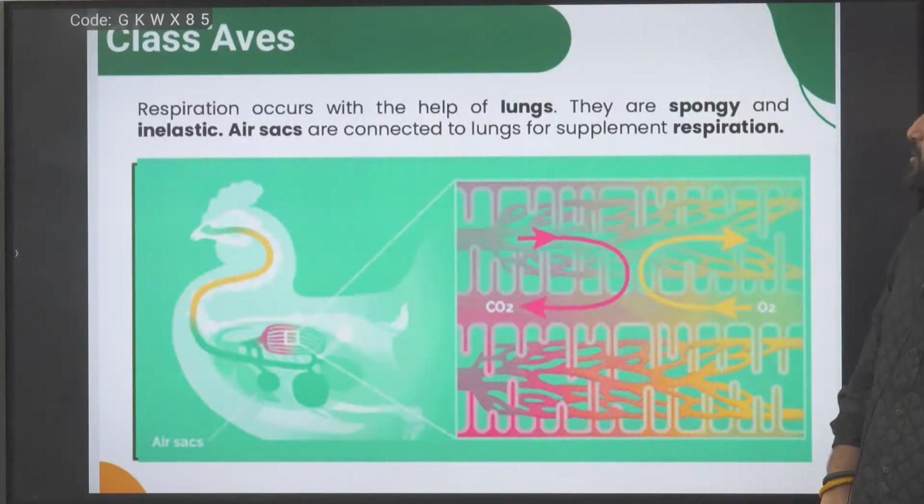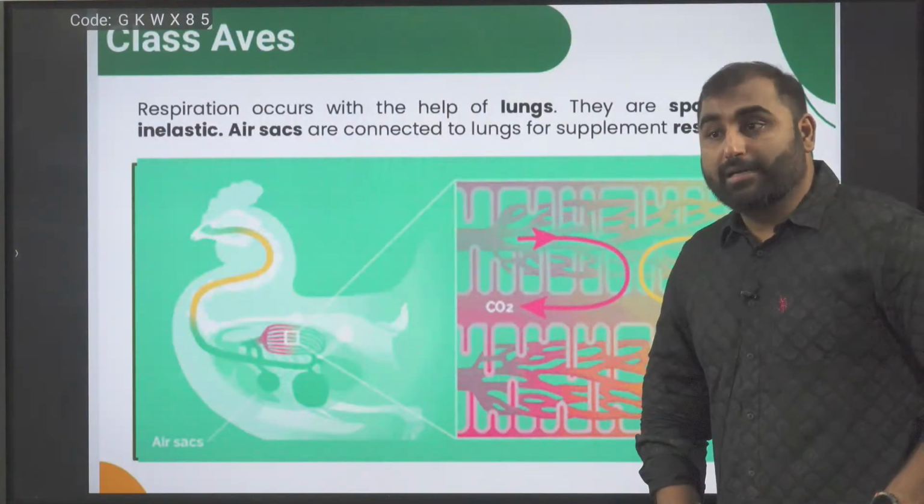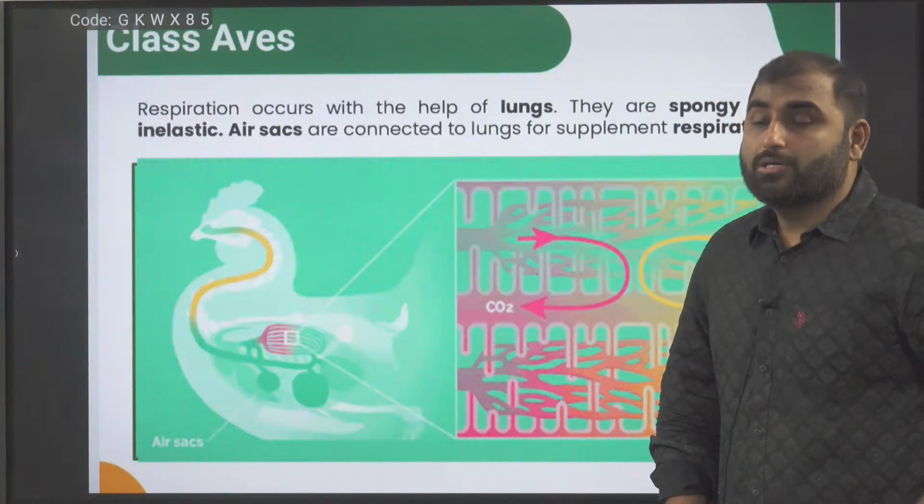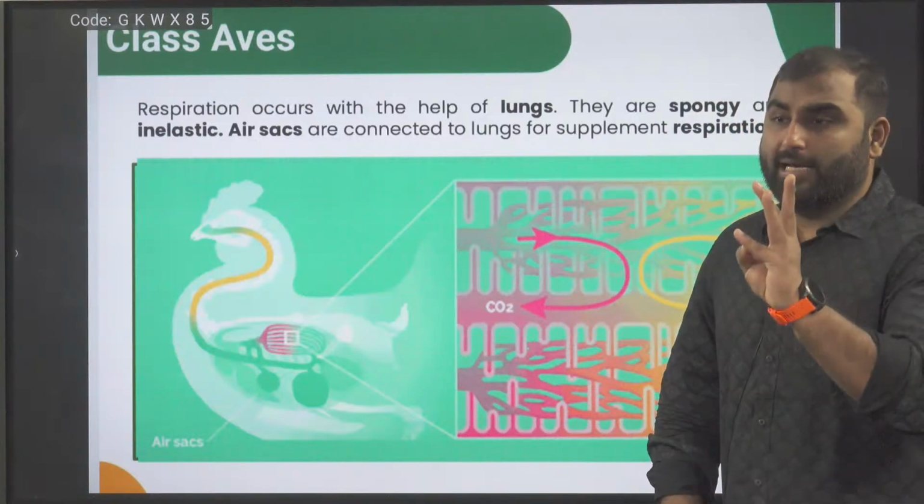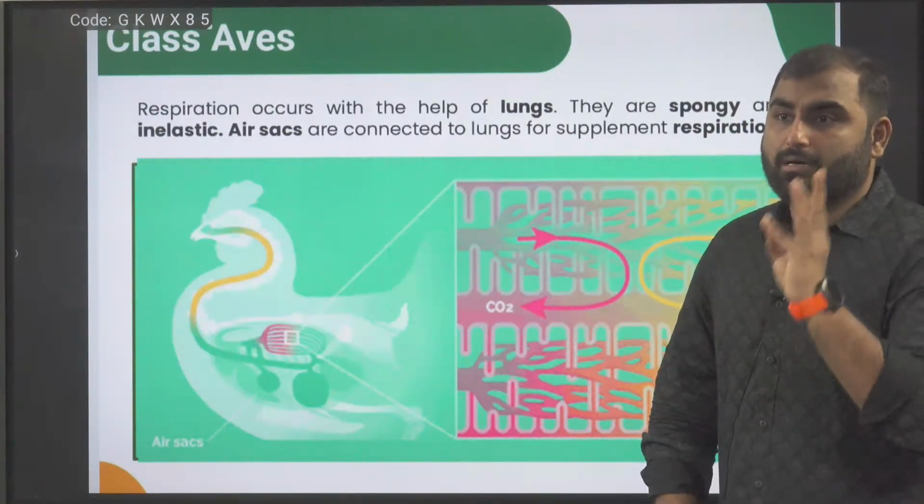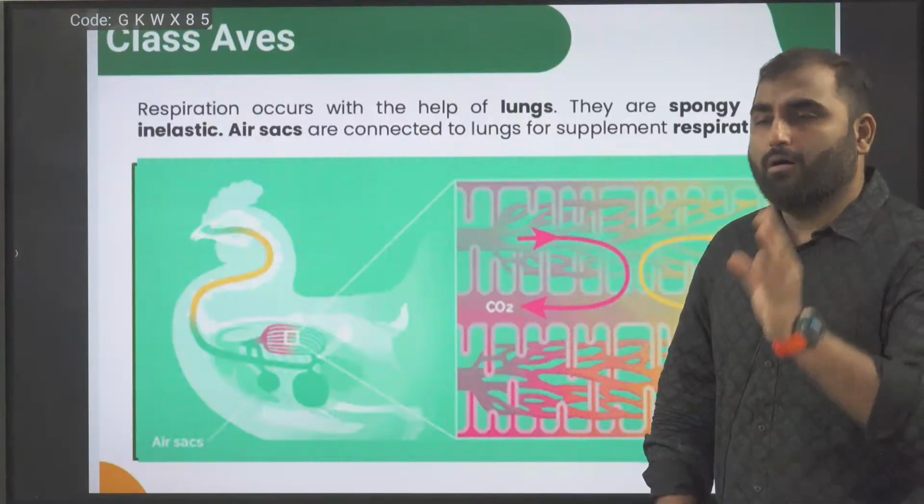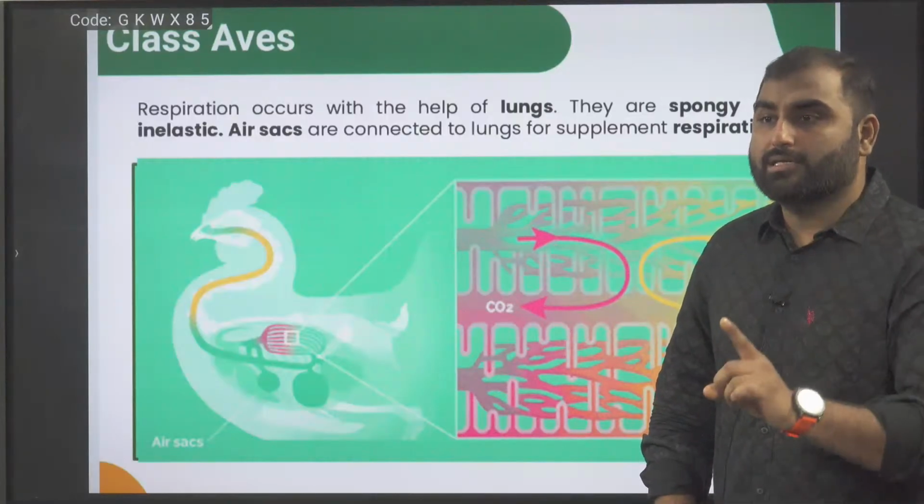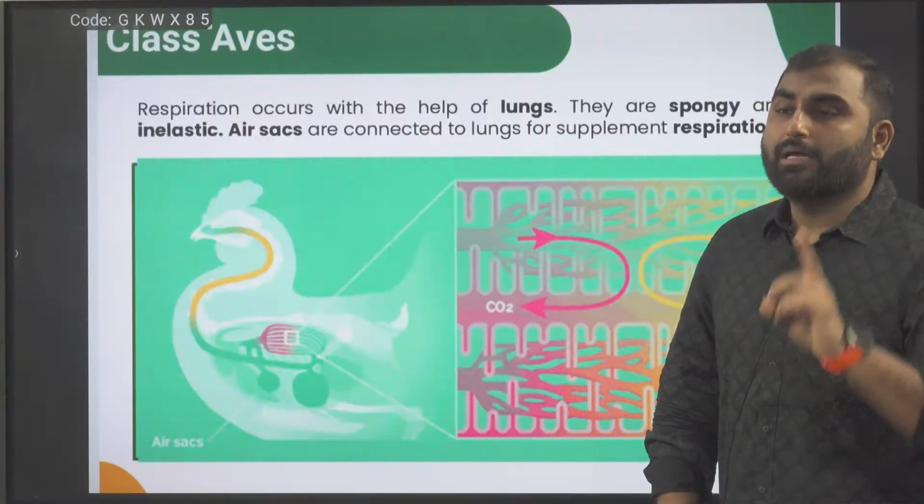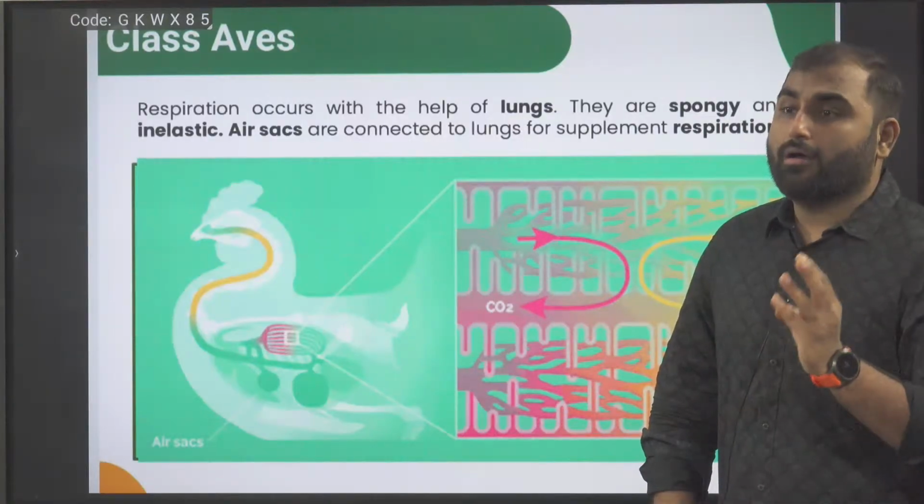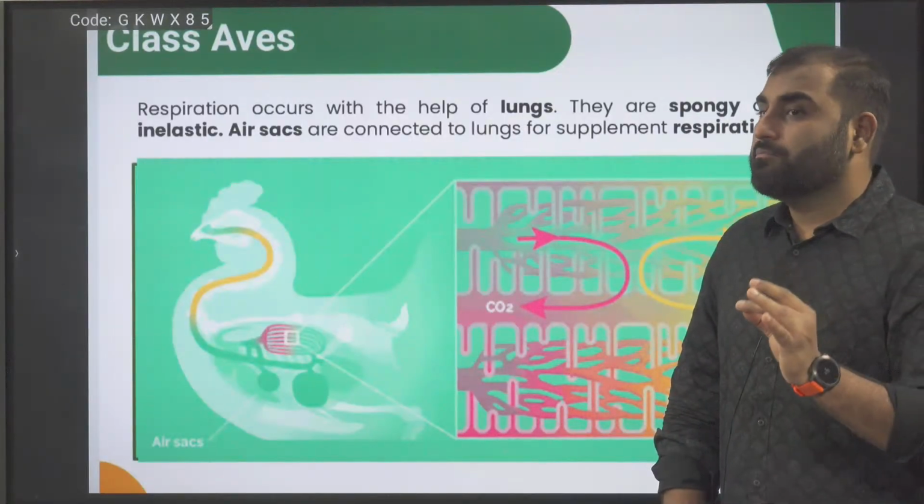Now, for respiration, what do they have? They have lungs. They do pulmonary respiration. So birds and mammals, reptiles, birds and mammals all do respiration via lungs. So what is seen? Pulmonary respiration in your reptiles, birds and mammals.